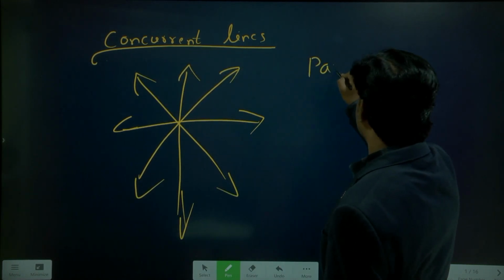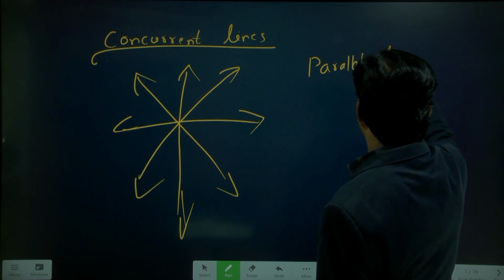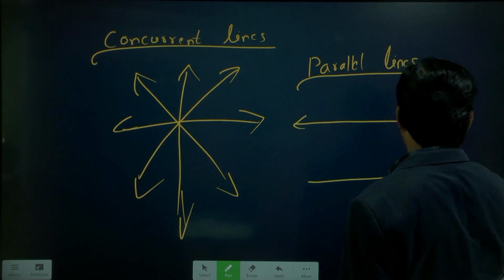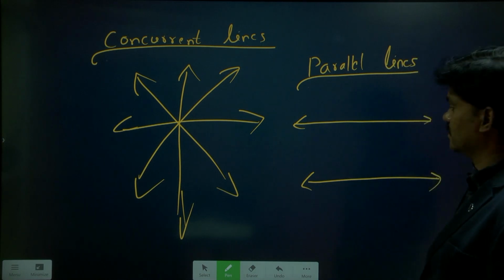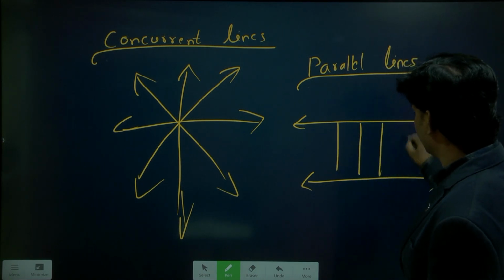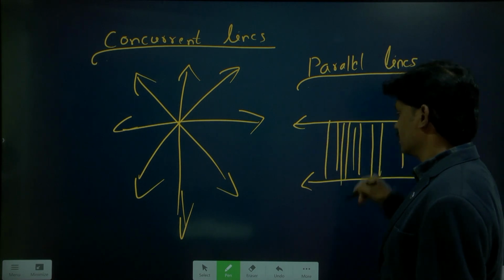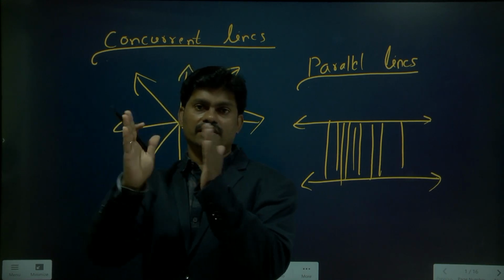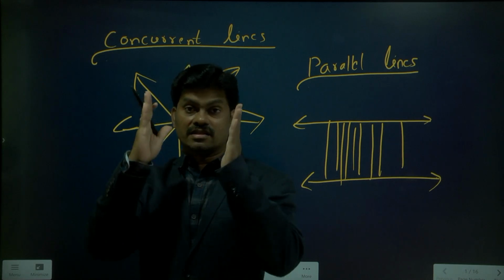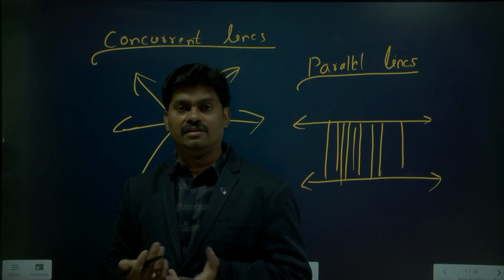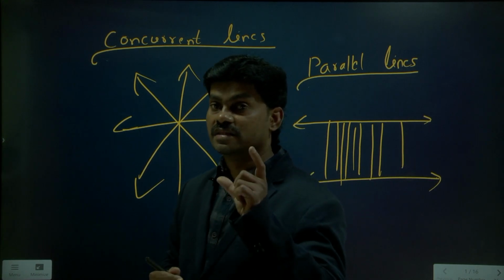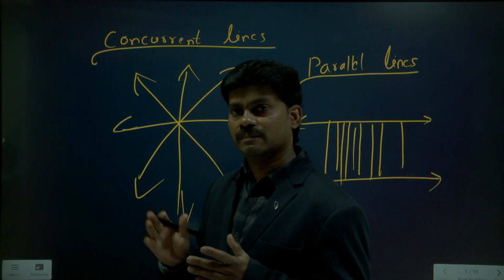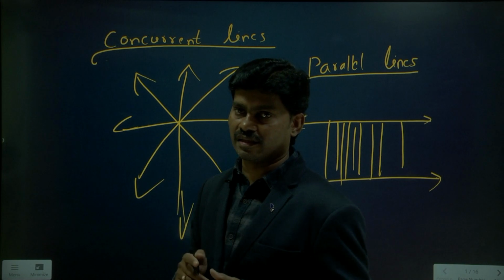Parallel lines, let us see. One line is like this, the other line is like this. They lie on the same plane, but they don't have any common point. The best example is railway tracks. They lie on the same plane, but they don't have a common point. They just move like this. Also the edges of our notebook, textbook, scale, whatever it is. The distance between the two lines will be the same. They don't have any common point. Parallel lines never meet, but they travel together.